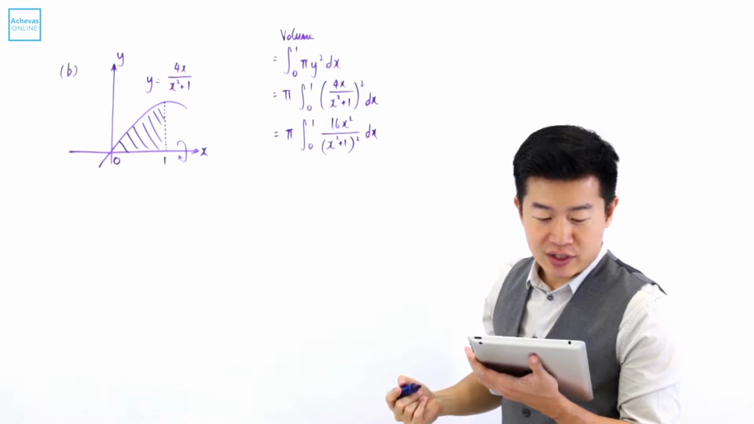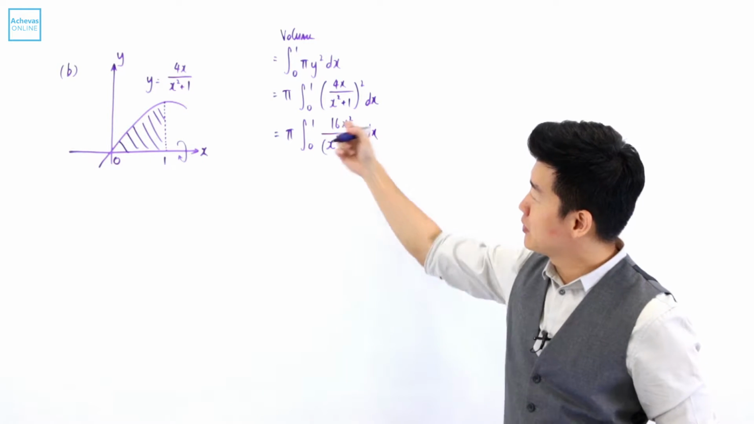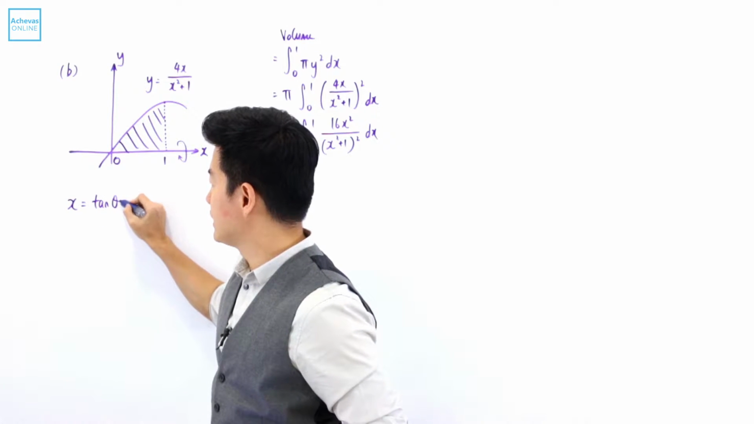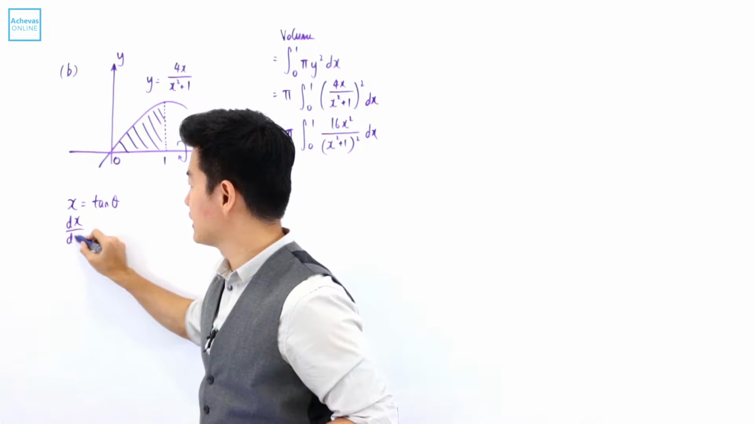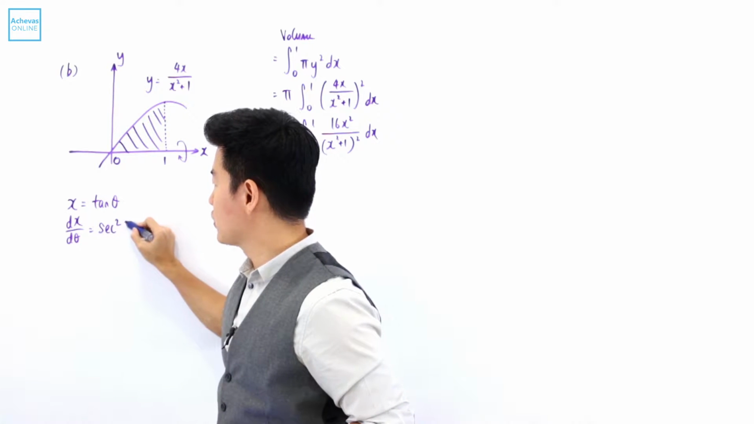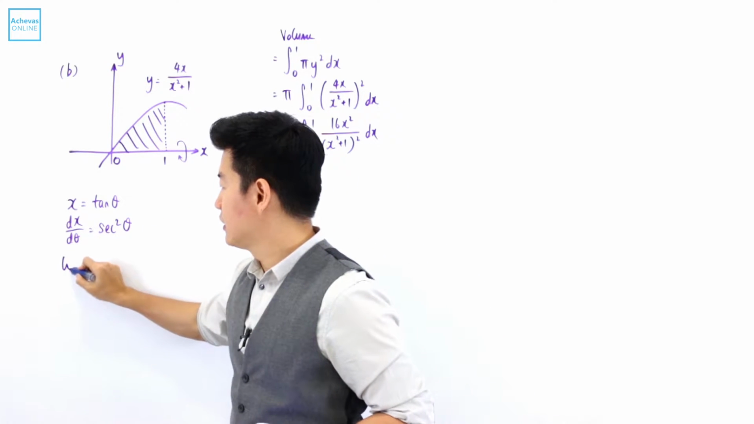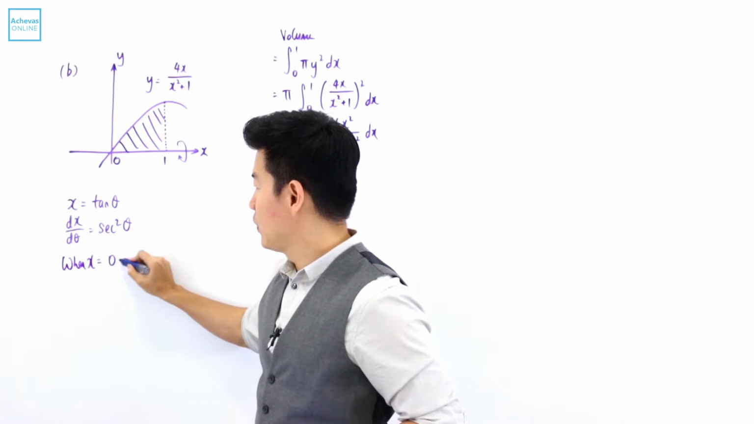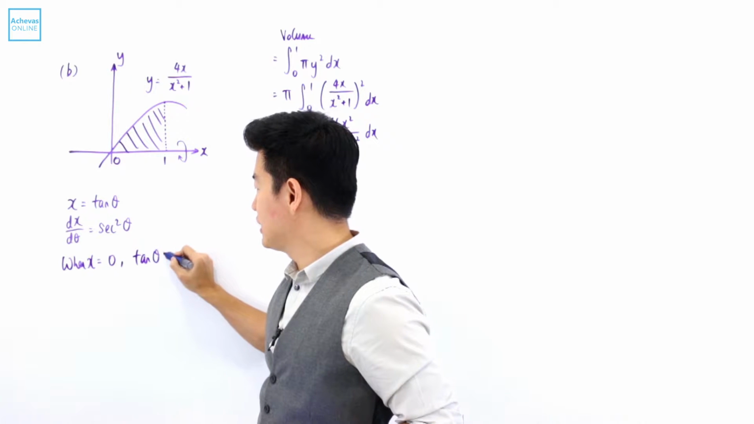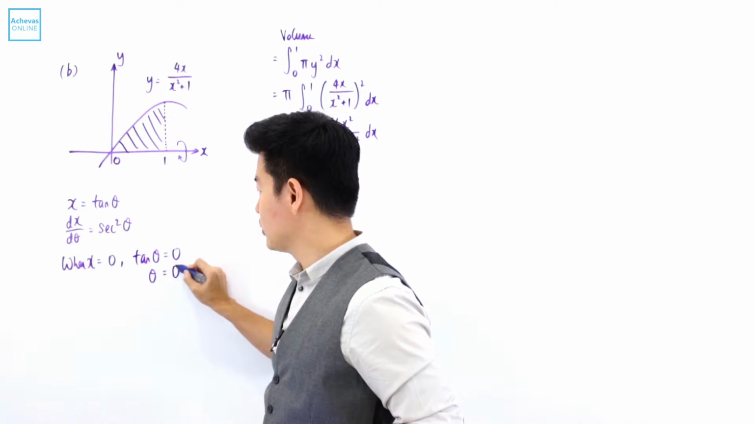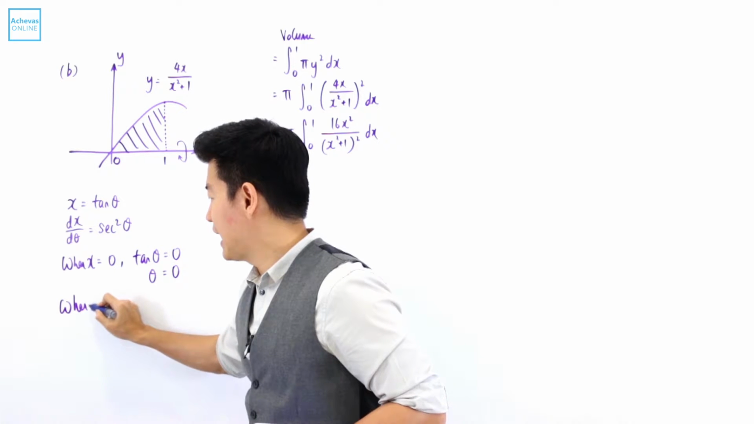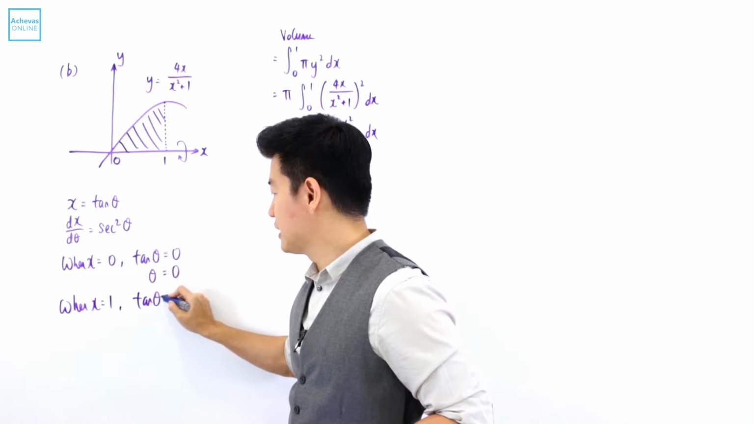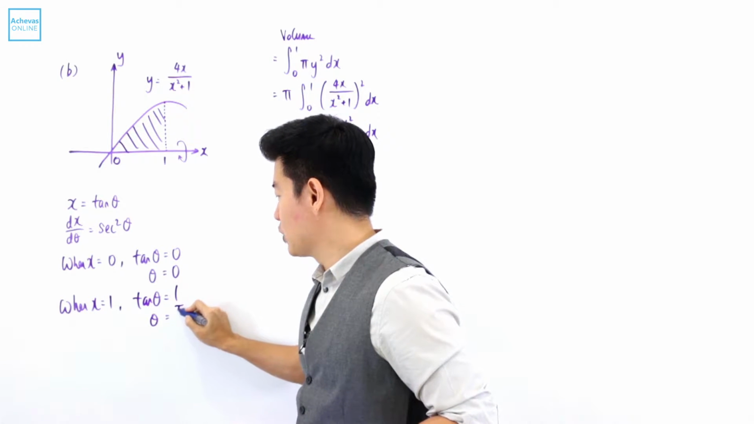We are given a substitution, and that is x is equal to tangent theta, to help us to evaluate this integral. X is equal to tangent theta, which means that dx d theta is secant square theta. And when x is equal to 0, this tells me that tangent theta is going to be 0, so theta is going to be 0. And when x is equal to 1, that means tangent theta is equal to 1 and theta will be pi over 4.